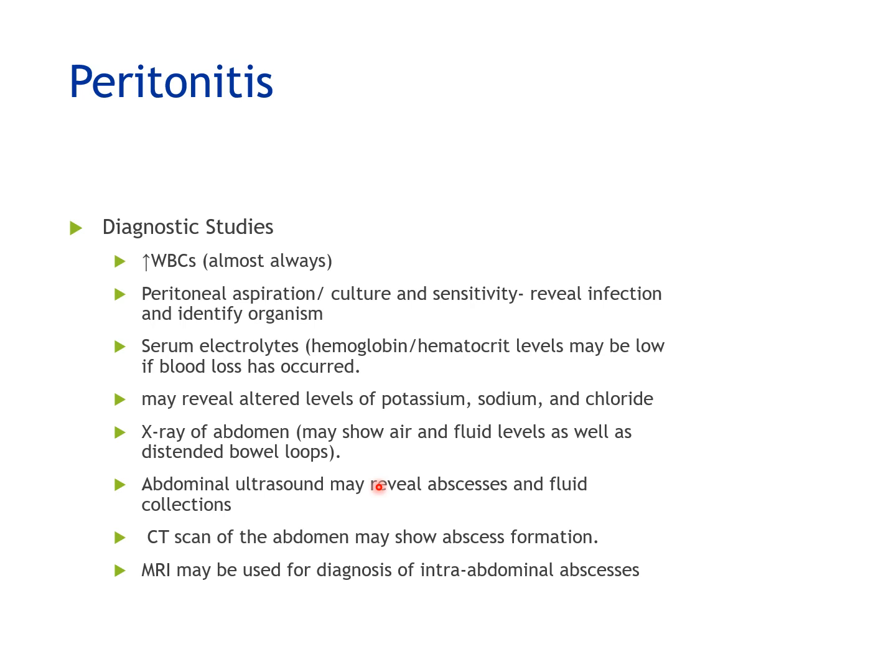If they do an x-ray of the abdomen, then they may see air or fluid levels in there and maybe really distended bowel loops. So it's just showing you that they're seeing weird amounts of maybe air or fluid in places where it normally wouldn't be. Obviously, alterations in potassium, sodium, and chloride goes without saying because your electrolytes also may be out of whack. You're getting your abdominal ultrasound, seeing abscesses and fluid collections, and the CT scan also may show an abscess formation, and also things like MRIs could be done as well, right?